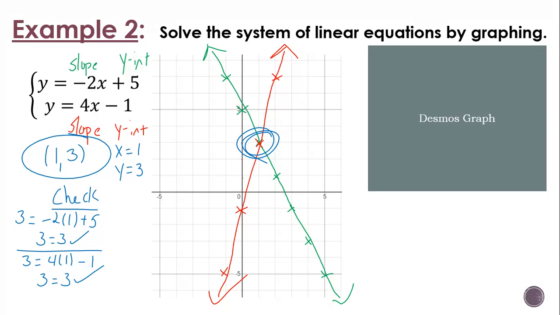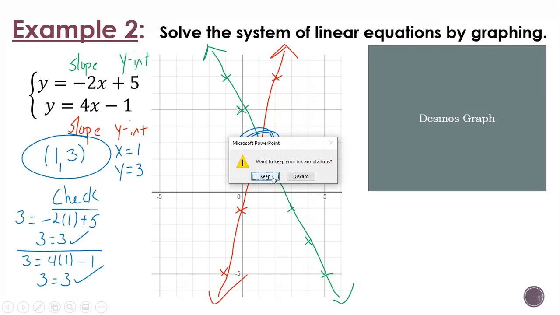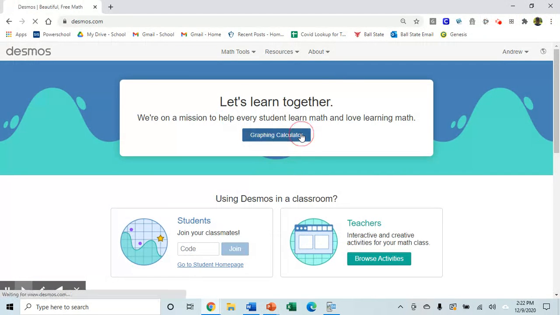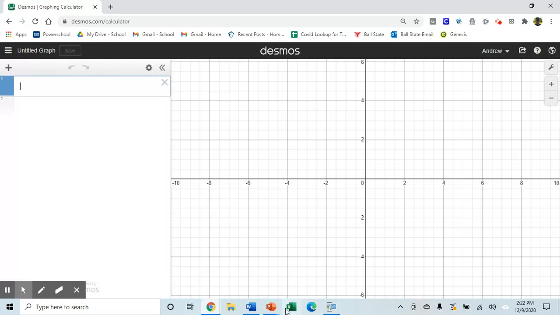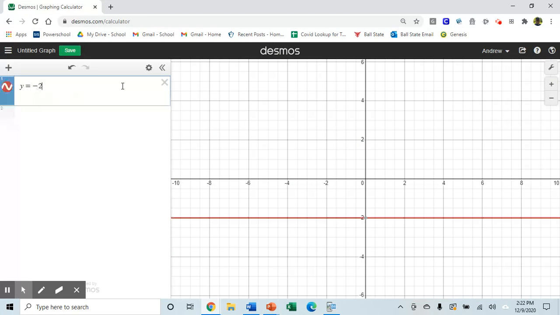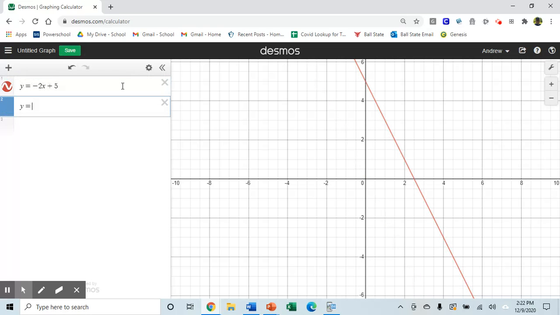Now, you have to be able to do these by hand, but keep in mind you do have the luxury of Desmos and using Desmos to help you. Now, you obviously won't have Desmos on a standardized test or anything like that, but if you wanted to check your work in Desmos, you certainly could. Go to your graphing calculator and plug in the two equations. So we have y equals negative 2x plus 5 and y equals 4x minus 1. So I've graphed the two equations in Desmos, and if I look at that point of intersection, I could see that the point of intersection is at 1, 3.